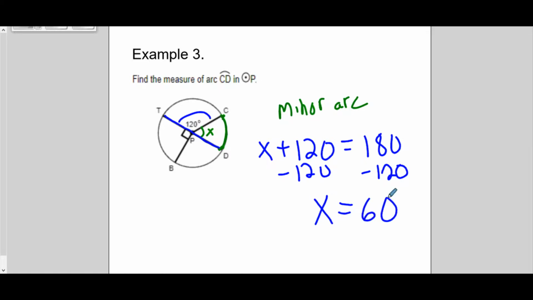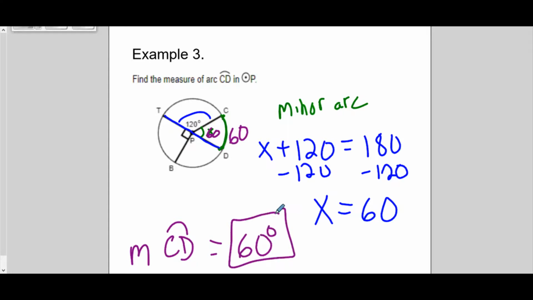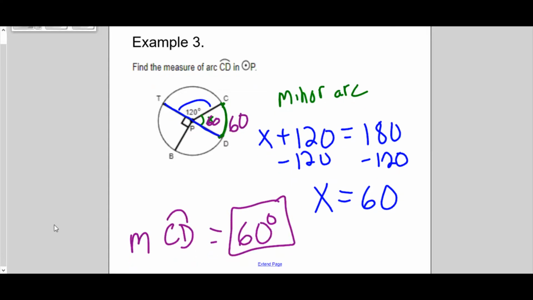So I know now that this angle measure here is 60, which means my arc length is also 60. So I would say the measure of arc CD is 60 degrees. And why is it 60 degrees? Because the measure of the central angle is 60 degrees, so I know that the measure of the arc is also 60 degrees.